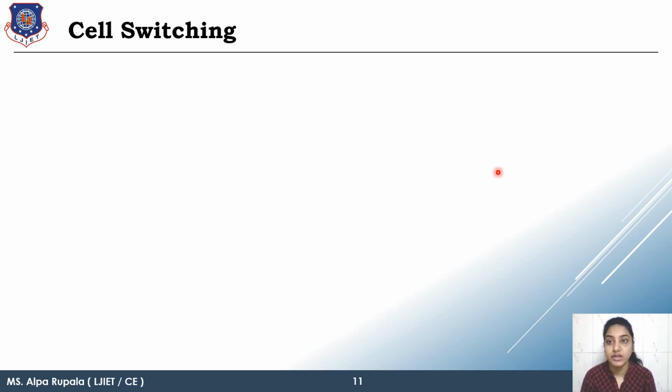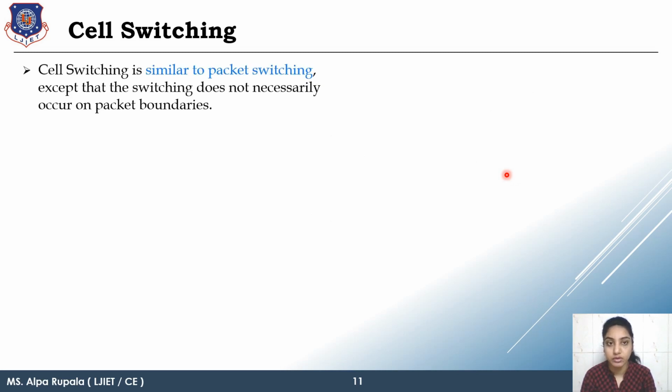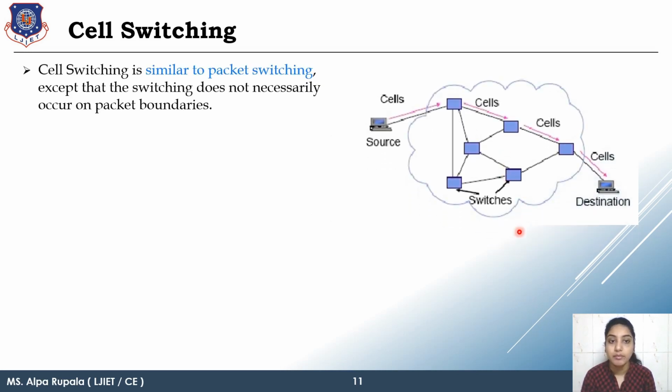Next topic is cell switching. Cell switching is used in an ATM network. It is the same as packet switching, but your data is transferred as cells. This fundamental is used for both analog data and digital data.